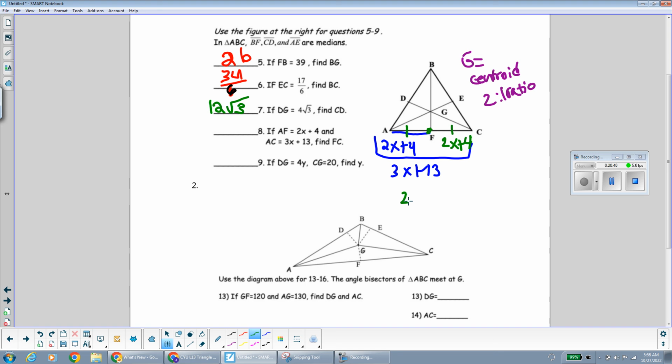So we have 2x plus 4 plus 2x plus 4 equals 3x plus 13. 4x plus 8 equals 3x plus 13. Really quickly solving, we have x is equal to, subtract 8, 5. Now let me plug in our x value for FC to find out what it is. 5 times 2 is 10, plus 4 is 14. And this side is also 14.